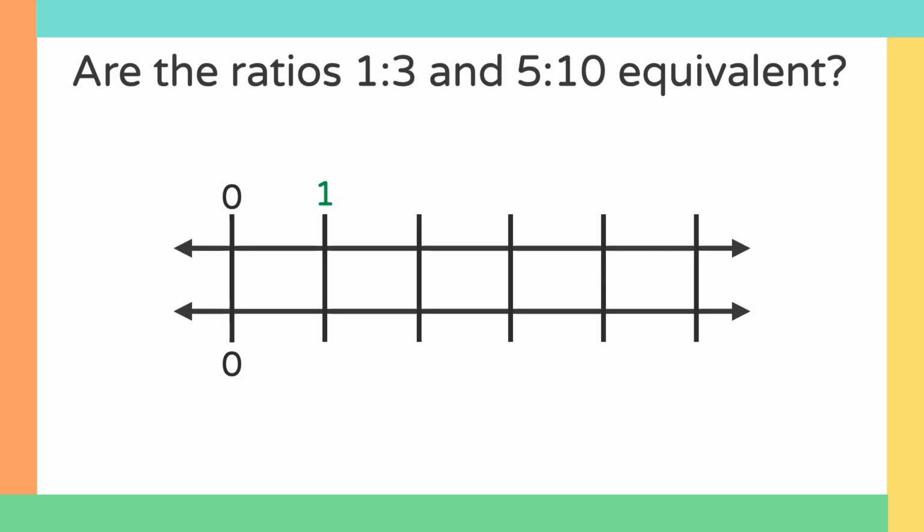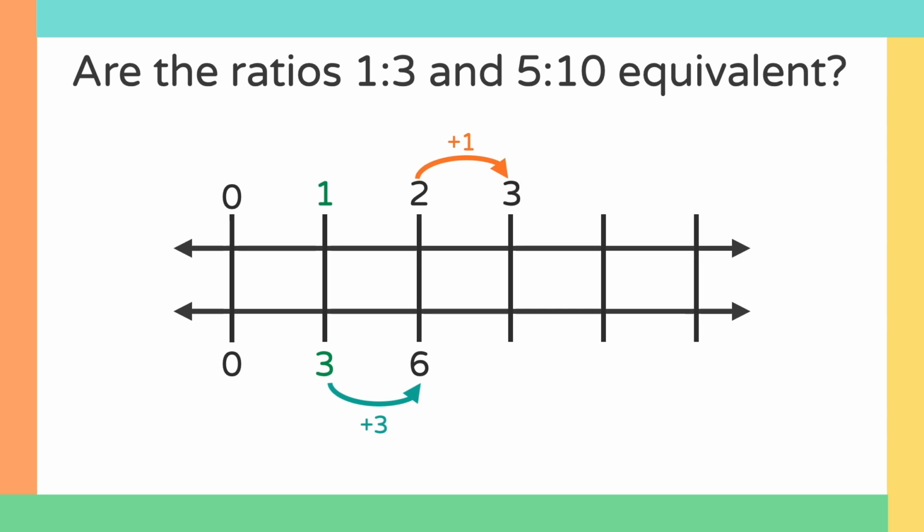Let's put 1 on the top number line and 3 on the bottom number line to represent the ratio 1 to 3. We see that the top number line will count up by 1s and the bottom number line will count up by 3s. Let's keep filling in the numbers to find equivalent ratios. 1 plus 1 is 2 and 3 plus 3 is 6. So next we have 2 on the top and 6 on the bottom. That means 2 to 6 is equivalent to 1 to 3.